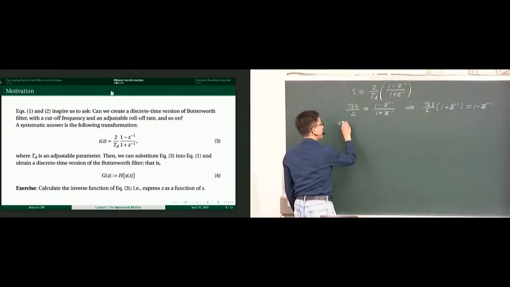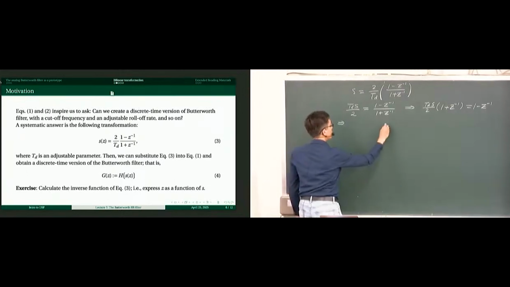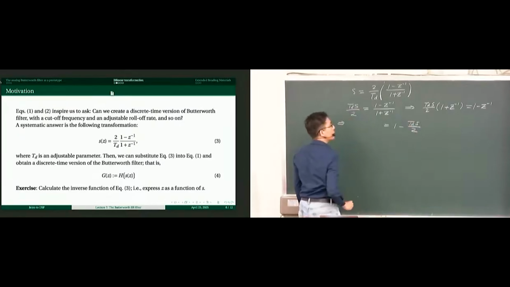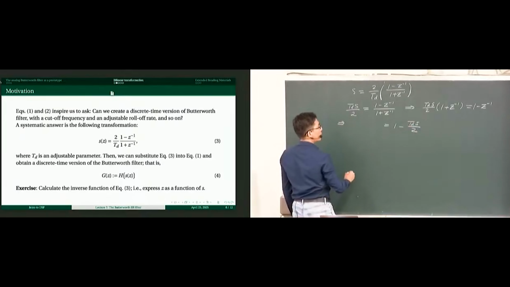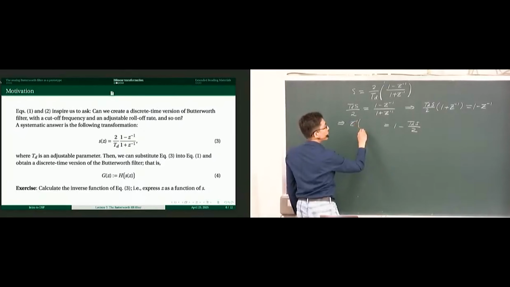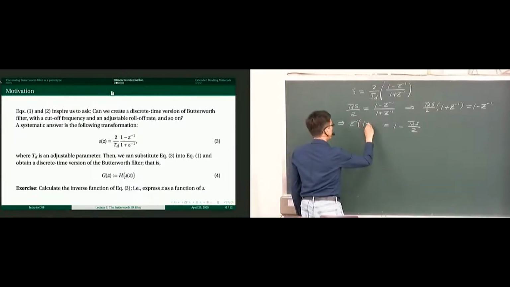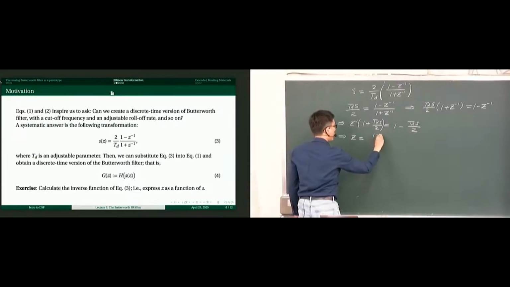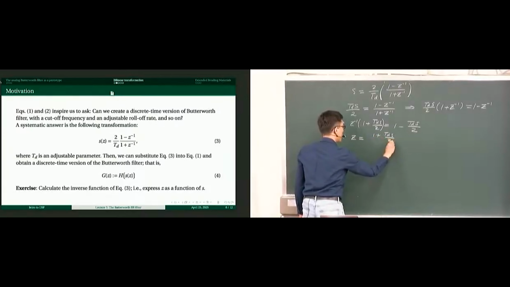And therefore, what's next? Let's move 1 minus TDS divided by 2 to the right. And on to the left, we have Z inverse times 1 plus TDS divided by 2. So we are almost there. So therefore, Z is 1 plus TDS divided by 2 divided by 1 minus the same thing.